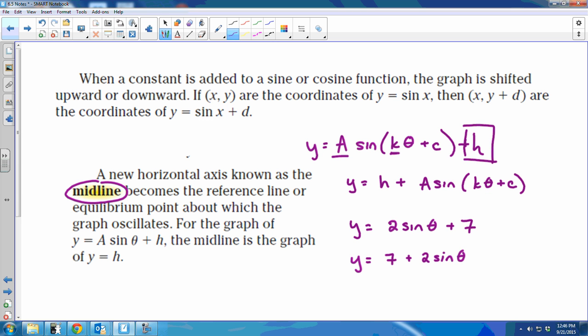Everyone good with that? All right. The midline has an equation of y equals h. That just is a horizontal line. And when we graph them, which we're not doing today, we'll graph some stuff tomorrow, you'll see how that's important. And if h is positive, we're going to shift the whole graph upwards, and if it's negative, we're going to shift it downwards. Vertical shifts are not that difficult.